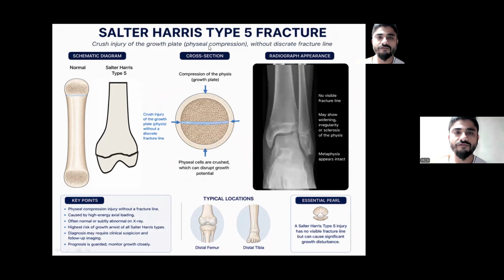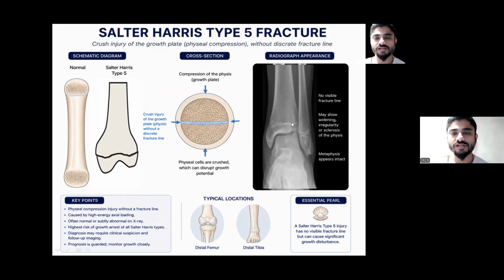Salter-Harris type 5 fracture is basically a physeal compression. If you see over here, the growth plate is not very well seen, so there is a compression injury at the level of the growth plate. There might be associated shortening of the length of the bone, and on the radiograph you can see the growth plate at the level of the fibula, but if you see the growth plate of the tibia, the growth plate is not seen.